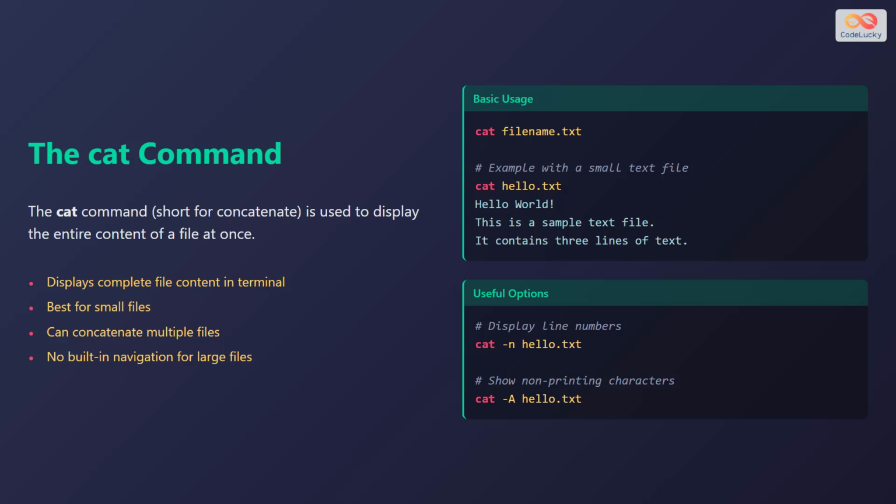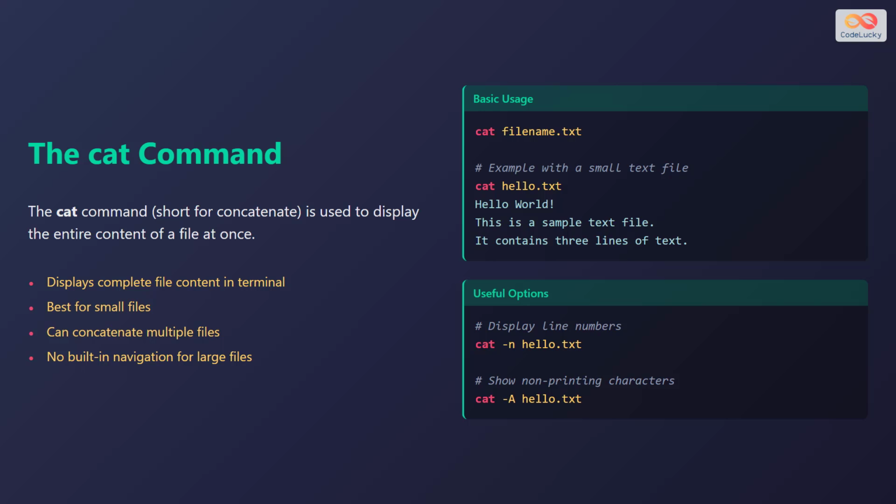Here's how to use it. The basic usage is cat followed by the file name, for example, cat filename.txt. For instance, if you have a file named hello.txt containing "hello world. This is a sample text file. It contains 3 lines of text." Typing cat hello.txt will display that content in your terminal.